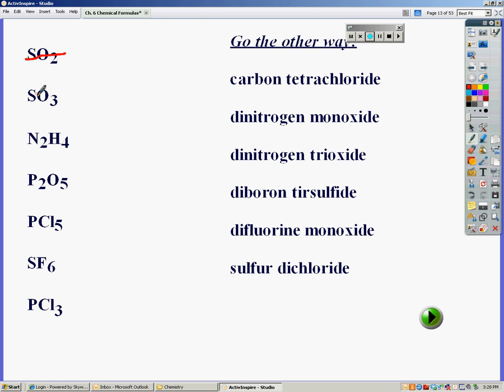Let's start here. So we have one sulfur and 3 oxygens. Prefix for 3 is tri. So let's put their names together. Okay, the next one has 2 nitrogens and 4 hydrogens. So di is for 2, tetra is for 4. So we put those prefixes in front of each of the names of the elements. And remember, we change hydrogen to hydride.